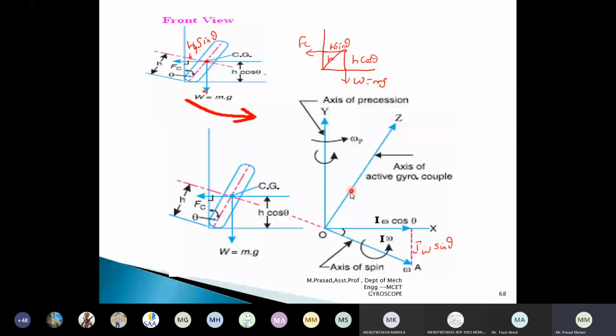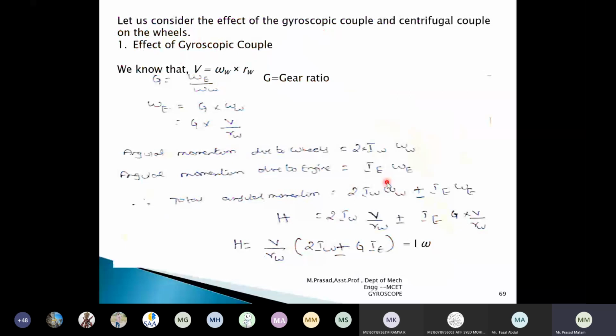Now let us see the effect of the gyroscopic couple due to the wheels and engine. Now we need to define some parameters. Let V be the linear velocity, which is given by the angular velocity of the wheel multiplied by the radius of the wheel. G is the gear ratio, which equals omega E by omega W, that is, the angular velocity of the engine to the angular velocity of the wheels. So the angular velocity of the engine is G into the angular velocity of the wheels.